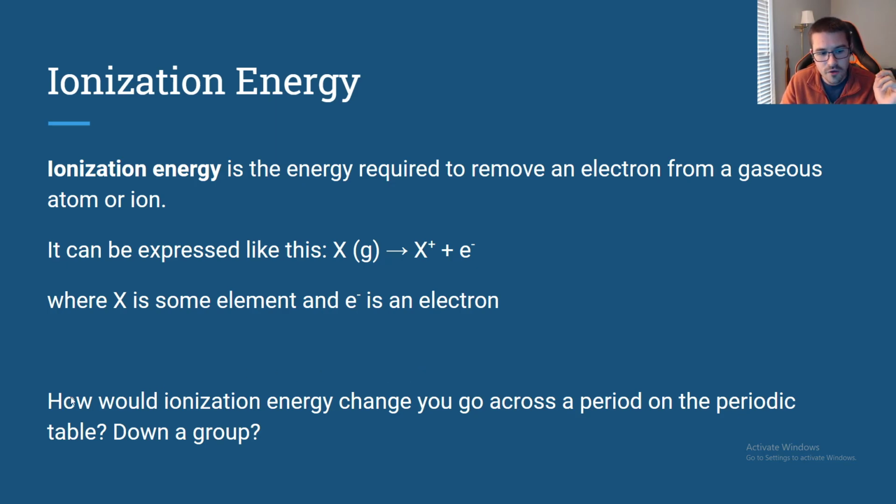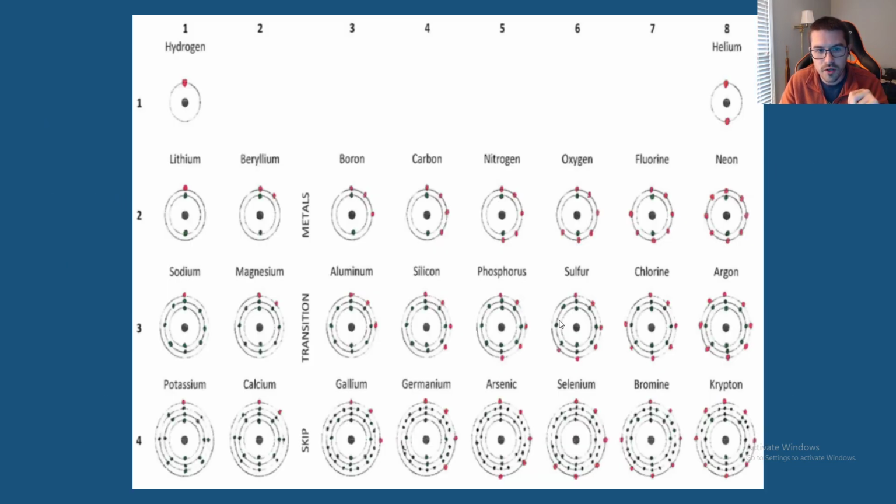Okay, so let's tackle this first question. How would ionization energy change as you go across a period? Well, let's focus on period 2 once again. So we've already determined that the effective nuclear charge is increasing as I go from left to right. The effective nuclear charge of fluorine is bigger than it is in oxygen, which is bigger than it is in nitrogen, etc.